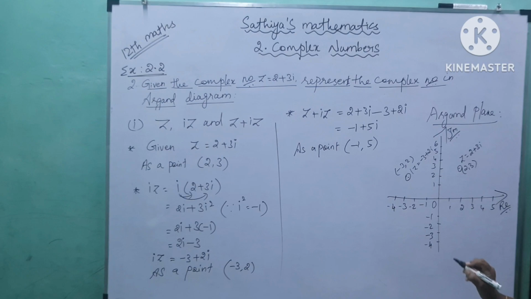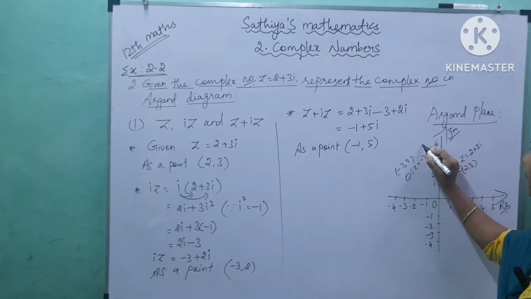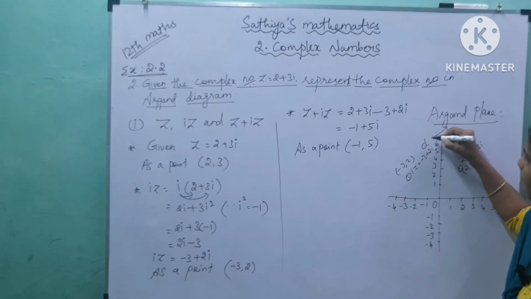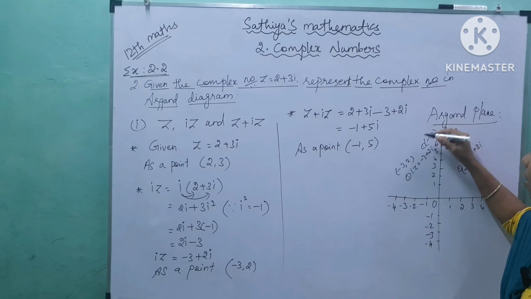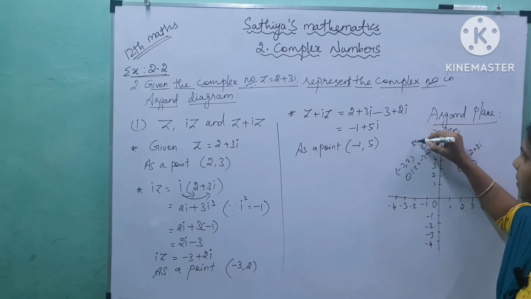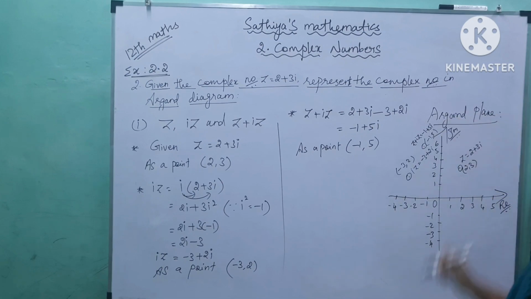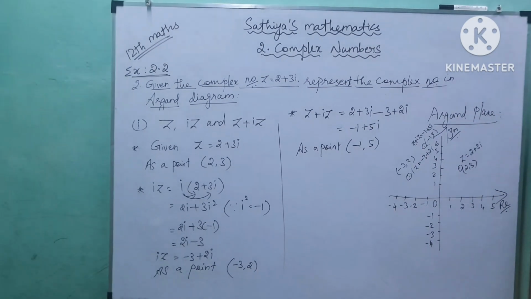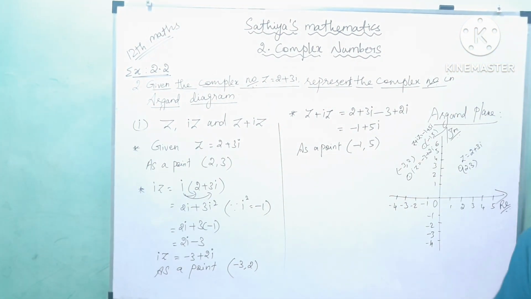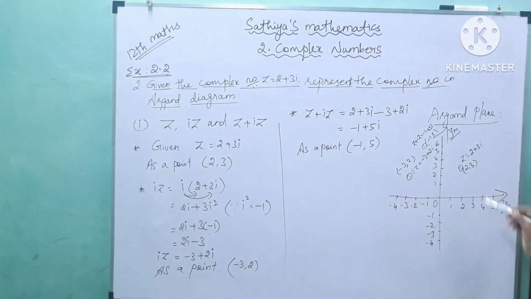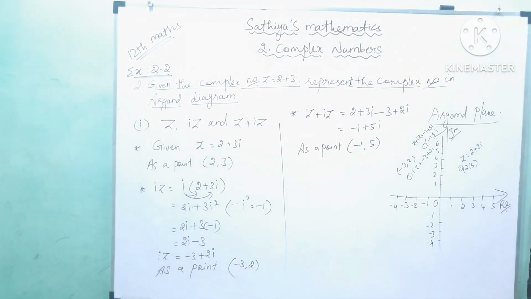And the next one is minus 1, 5, or z plus iz is equal to minus 1 plus 5i. Writing either one of these two forms is more than enough. Or if I take it as a position vector, we can also consider it as a position vector. From 0 to that point we can draw the vector.